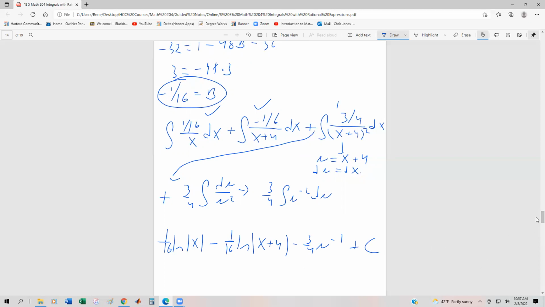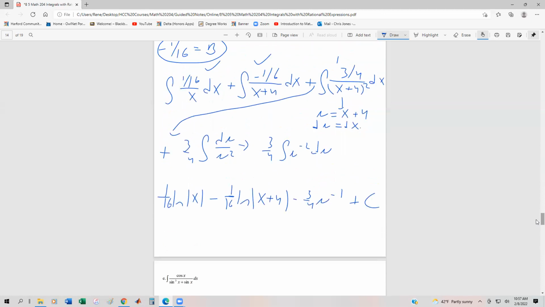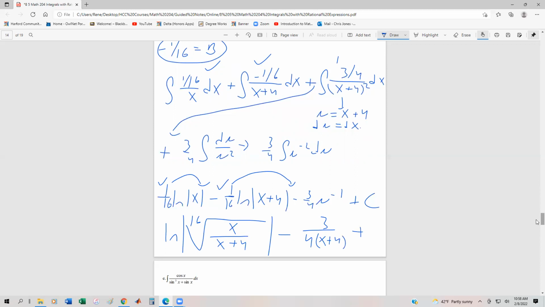We're going to back substitute for u and simplify these logarithms. One possible answer that we can get after we do all the simplification is the natural log of the 16th root of x over x plus 4. Again, 1/16, 1/16, 16th root, positive on top, negative on bottom, minus 3/4. And since it's u to the minus 1, it's going to go to the bottom. u is x plus 4, and then plus c.